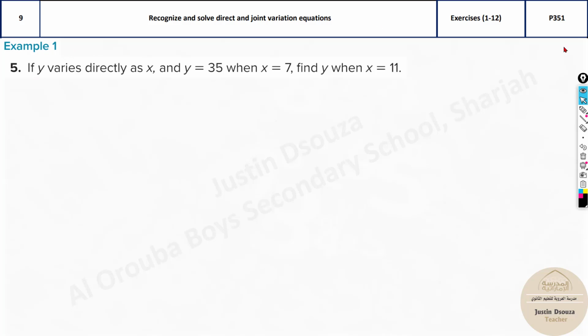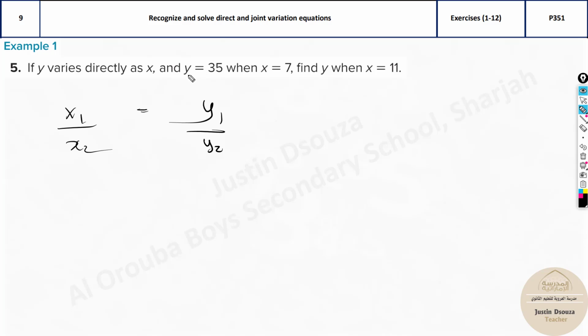Now here again it's the same problem, it's just that the question is differently phrased. If y varies directly as x, it's direct variation. You can write it as y equals x or x equals y, it will be the same thing, doesn't matter. So I just prefer x directly varying, right? Y. So this is x1, y1, divided by x2, y2. Now they have told us y equals 35 when x is 7.